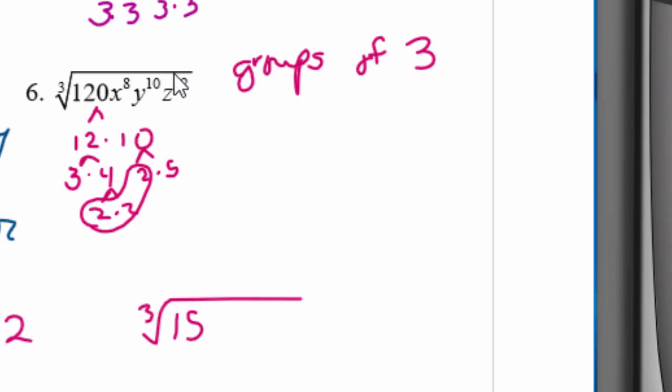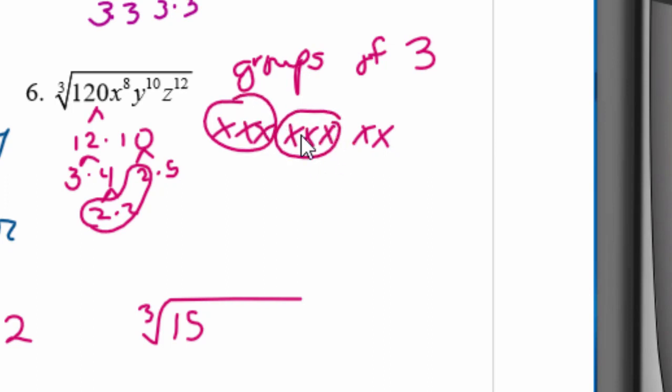Okay. X to the 8th. 8 x's. We need groups of 3. How many groups of 3 can we make with the 8 x's? Well, there's 1. There's 2. That takes care of 6 x's. And now I'm going to have 2 leftovers, right? 1, 2. So out here with the 2 joins an x squared. Inside, left over with the 15 is an x squared.